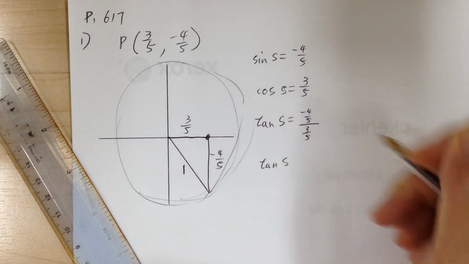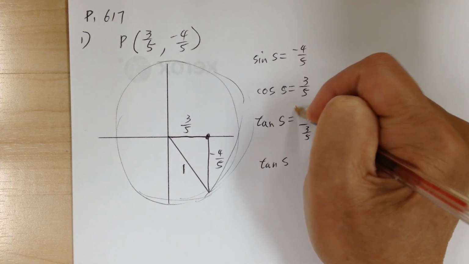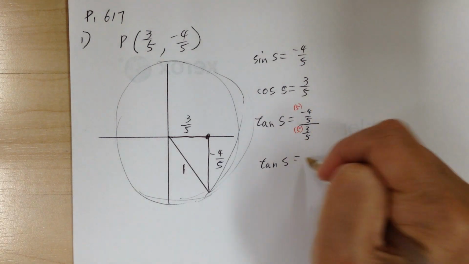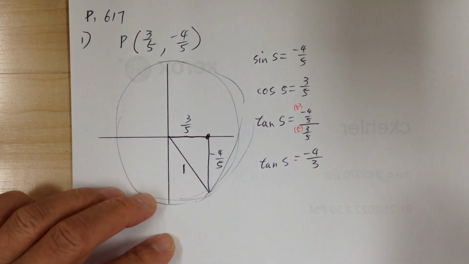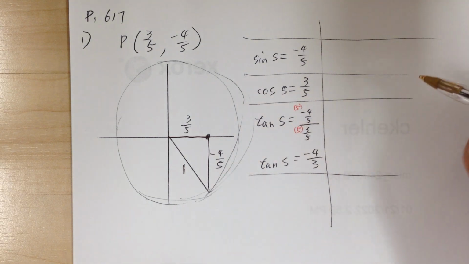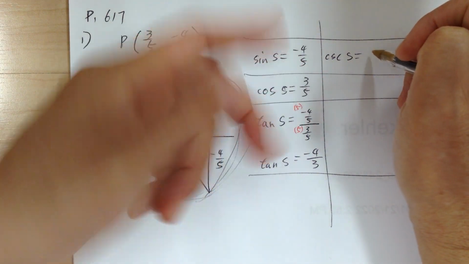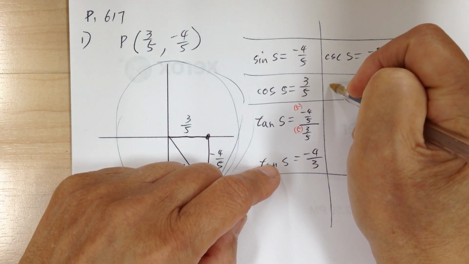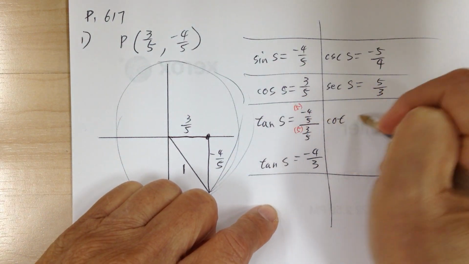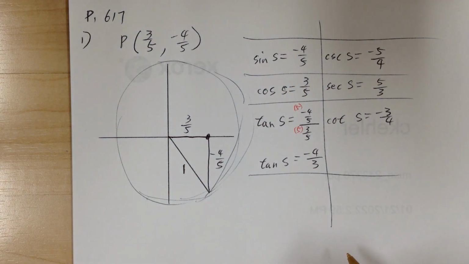Okay, and then to simplify that, when you have a complex fraction, you can go ahead and multiply by the common denominator, so that this will cancel out. So this will equal negative 4/3. So once you get the primary functions, then you can get the secondary functions. So cosecant goes along with that, so just flip upside down, so it'll be negative 5/4. And secant, again, take the reciprocal, so it'll be 5/3. And cotangent, take the reciprocal, so it'll be negative 3/4. Okay, and that's it for number 1.